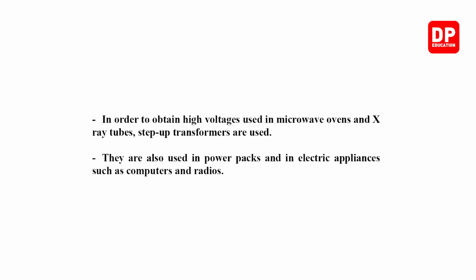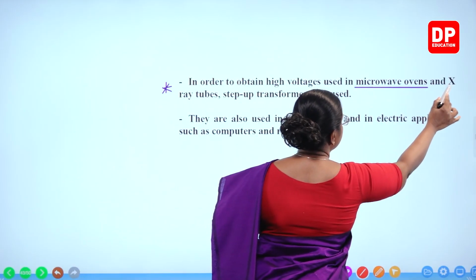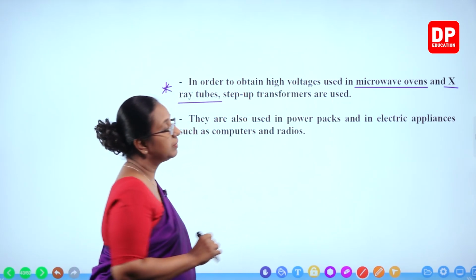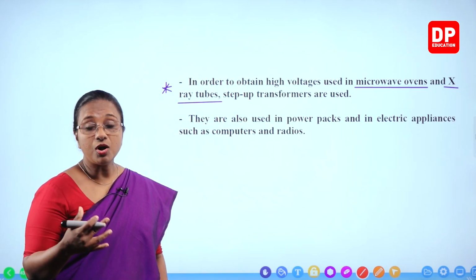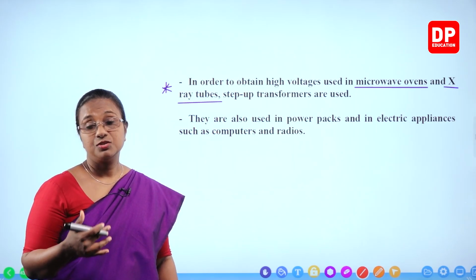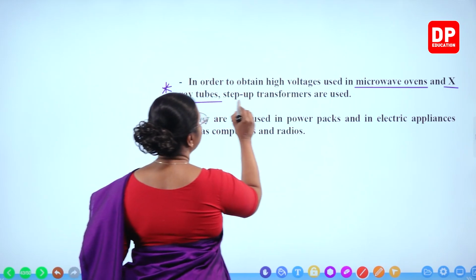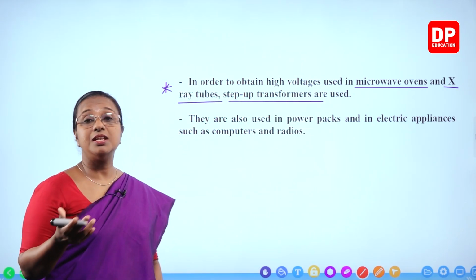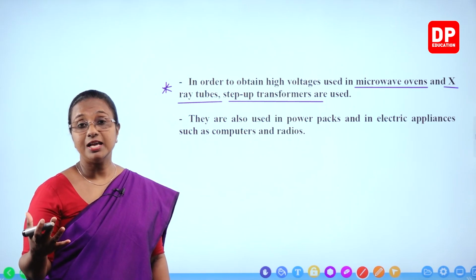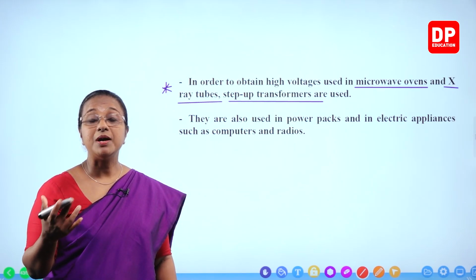In order to obtain high voltages used in microwave ovens and X-ray tubes, step-up transformers are used. Microwave ovens we use at home, there is a transformer in the power pack, because they need high voltage. So because of that, a step-up transformer is used. Then X-ray tubes also need high voltage, so for that also they need step-up transformers.